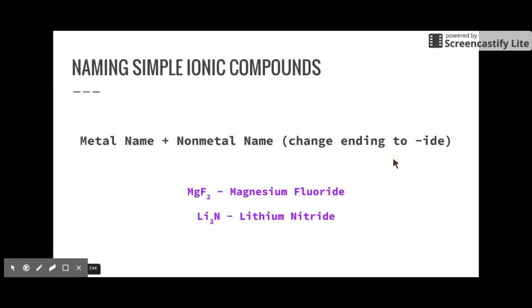How do you name ionic compounds? They're actually really easy. All you do is take the metal name, add it to the nonmetal name, and then change the ending to "ide." So in our 2 examples, when magnesium combines with fluorine to make MgF2, it's called magnesium fluoride. And when lithium combines with nitrogen to give Li3N, it's called lithium nitride. Naming ionic compounds, especially simple ones, is pretty easy.